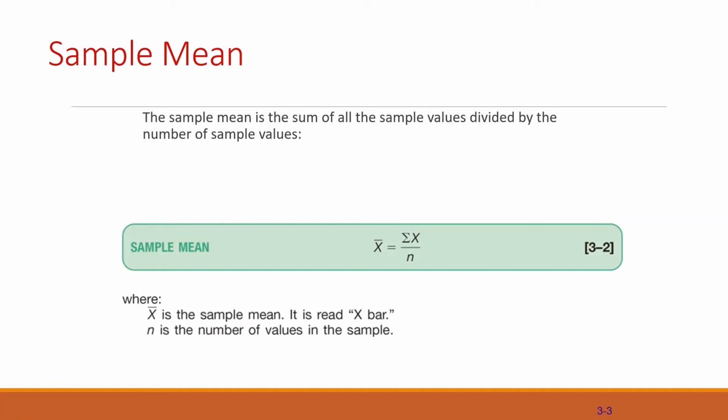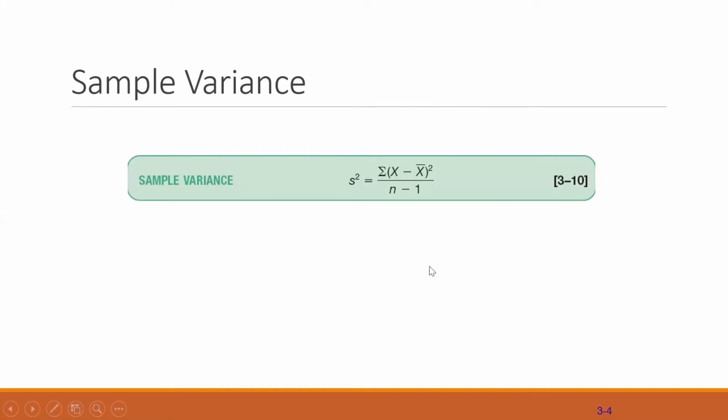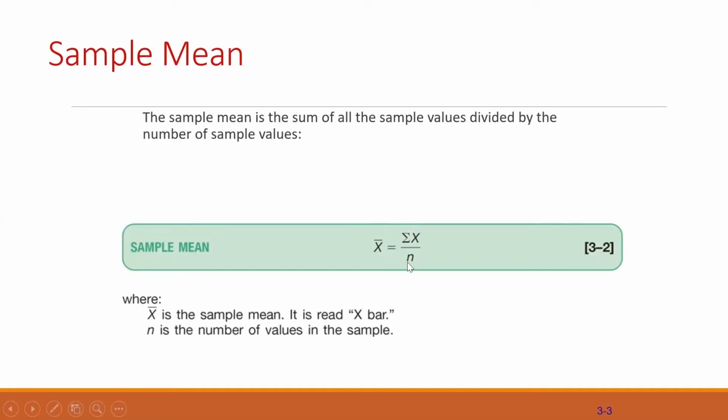Sample mean is very simple. I'm sure everyone can do it. It's simply the average of all values in the sample. What you do is you add up all the values and divide by the number of sample values, or we call it the sample size, right? So in terms of the formula, it is equal to the sum of all values denoted by X, divided by the sample size denoted by N.